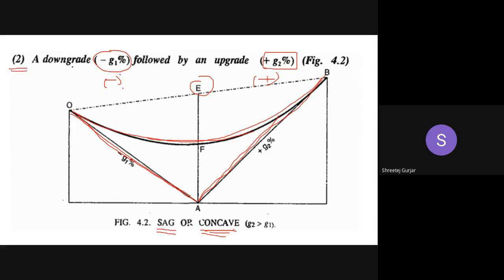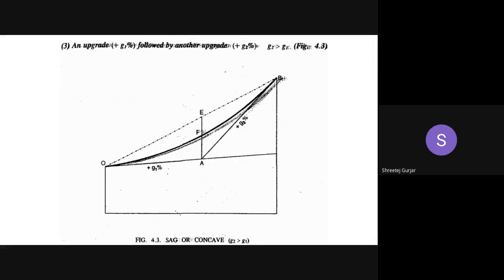Now we have many other types. We have learnt plus meeting minus, and we have seen minus meeting plus. Now we can have various other combinations: plus meeting plus, and minus meeting minus. Here we have a plus gradient meeting a plus gradient. What changes here is that G2 is greater than G1, meaning the second gradient is steeper compared to the first gradient.